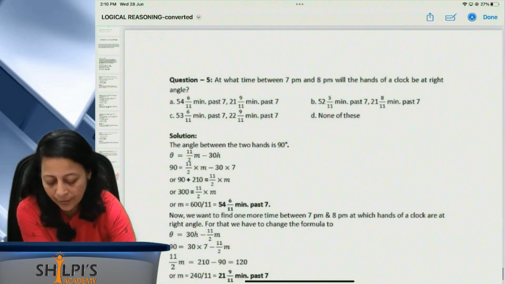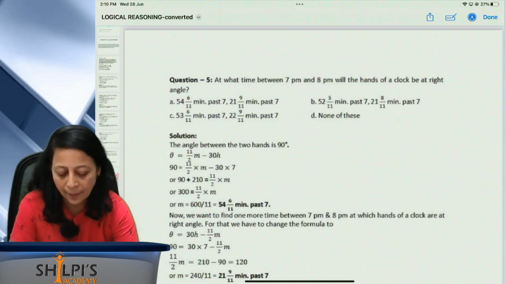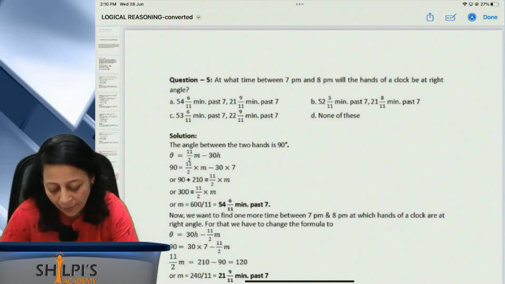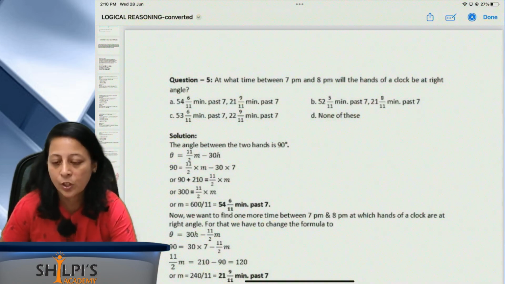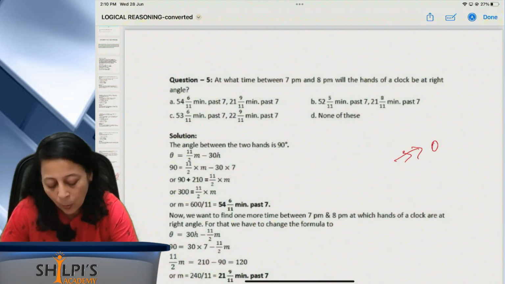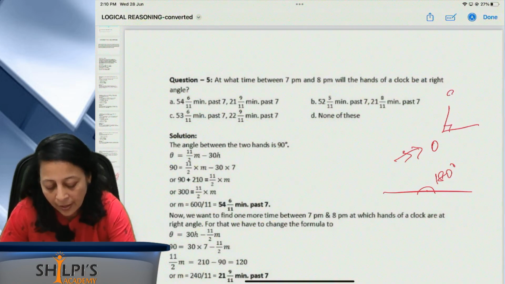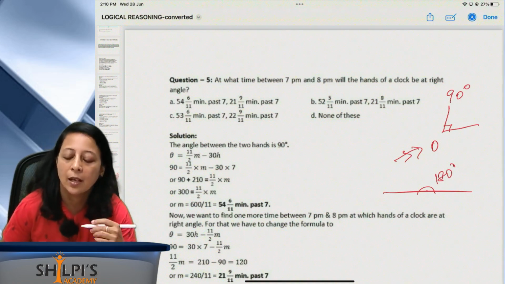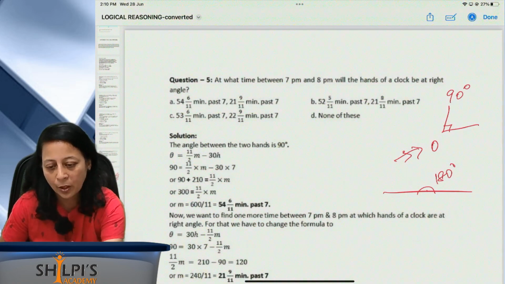The next type of question: at what time between 7 p.m. and 8 p.m. will the hands of the clock be at a right angle? So they have given a right angle here. We saw that when both are coinciding, it is 0. When it is in the opposite direction, it is 180. When it is a right angle, it becomes 90 degrees. So the angle is 90 degrees between 7 and 8, which means past 7, so 7 will be your hour.